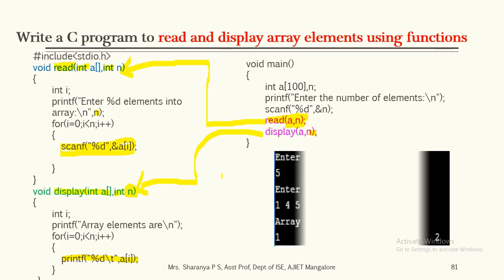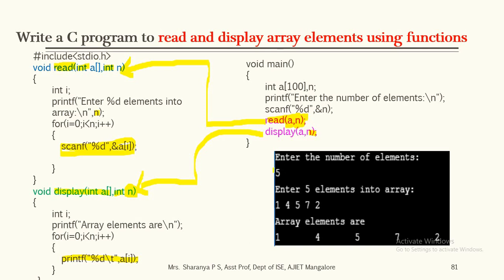And finally it will print the output, that is, enter the number of elements, and it takes how many elements? 5 elements from the user, and the array elements are displayed onto the output screen.